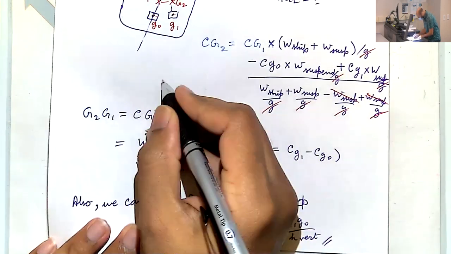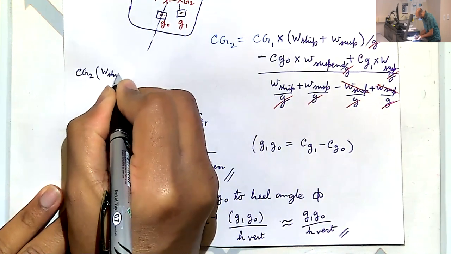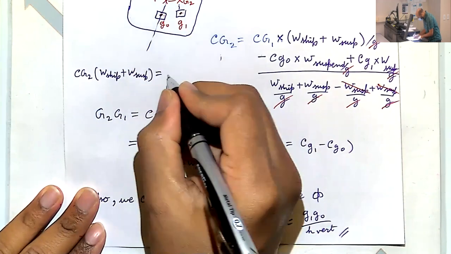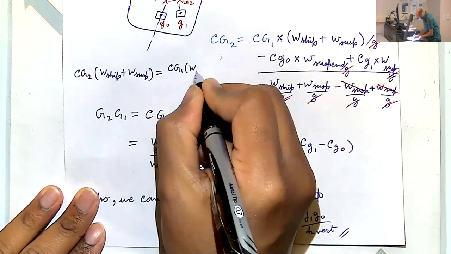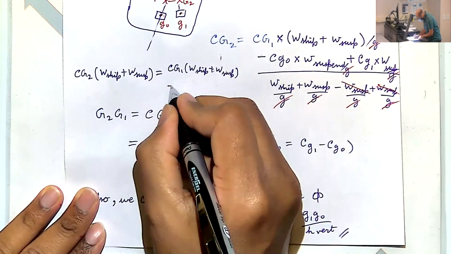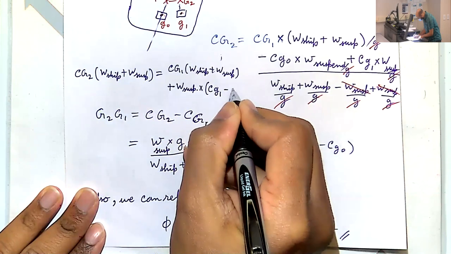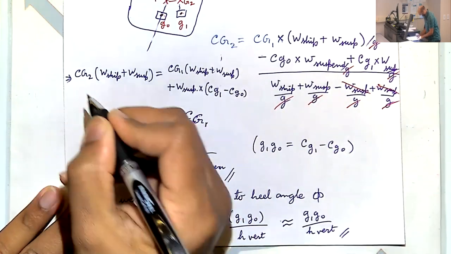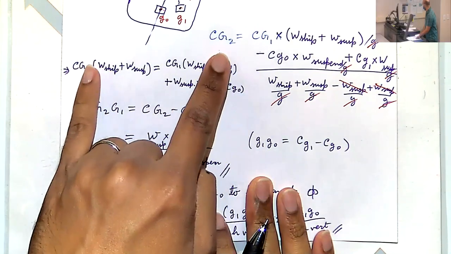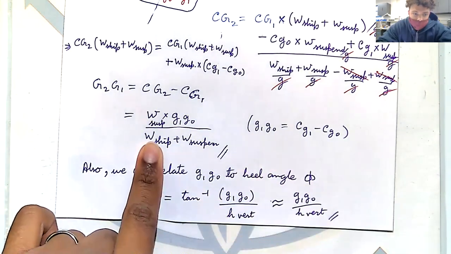CG2 times W ship plus W suspended, that's the left-hand side. When I take this and multiply there, it becomes CG1 times W ship plus W suspended, plus W suspended times CG1 minus CG0. Going from here to here is good? Okay, and then you subtract these two terms. This is common, goes in the denominator, and that's what you have here. Okay, I see it now, thank you.